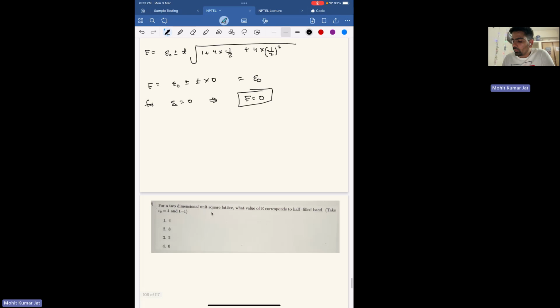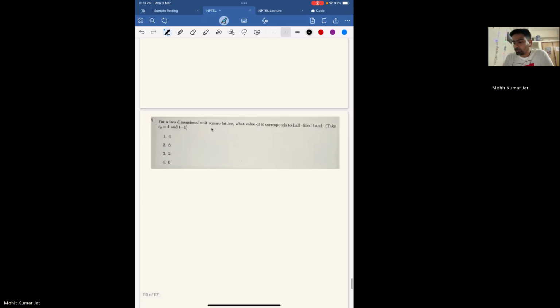Now, moving on to question number 3. For a two-dimensional unit square lattice, what value of E corresponds to a half-filled band? Take epsilon naught equal to 4 and T equal to 1.